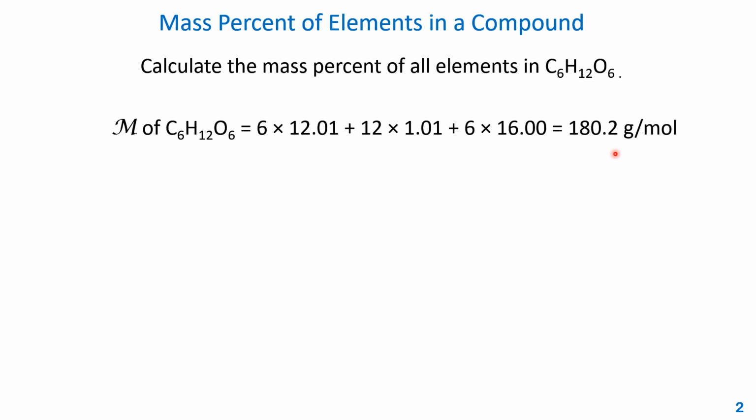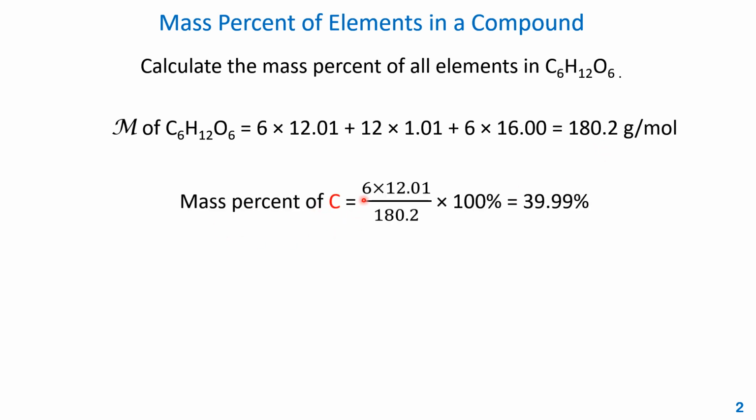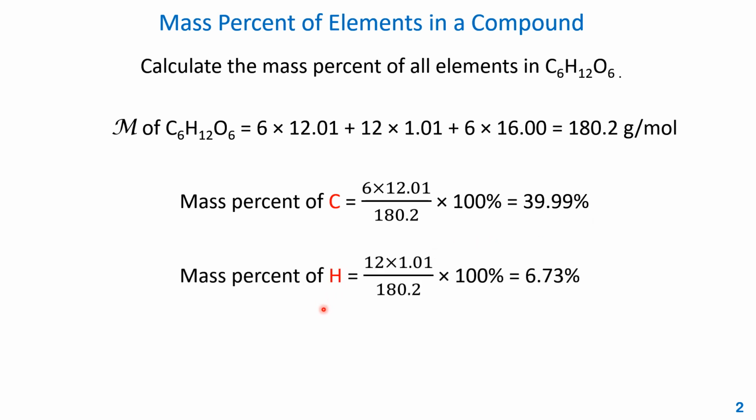Then we have 3 elements. The first one is carbon. 6 carbon times the molar mass of carbon divided by the molar mass of the formula, and then the percentage is 39.99%, about 40% carbon in glucose. And then hydrogen, there are 12 hydrogen, 12 times the molar mass of hydrogen, 1.01, divided by the molar mass of glucose. The percentage is 6.73%.